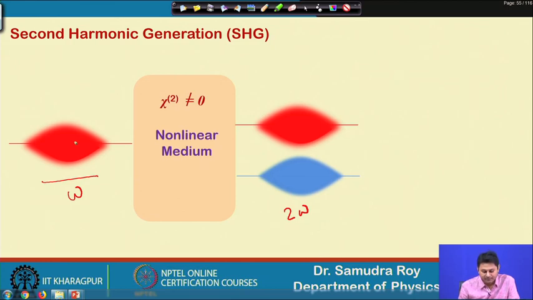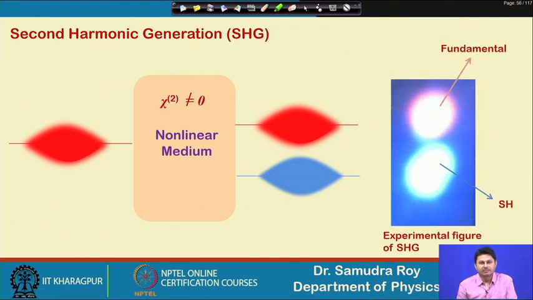So, this is just a schematic representation of how the second harmonic generation process occurs, a very simplified diagram. But we also have an experimental figure. So, let me show that experimental figure. Yes, this is the experimental figure.